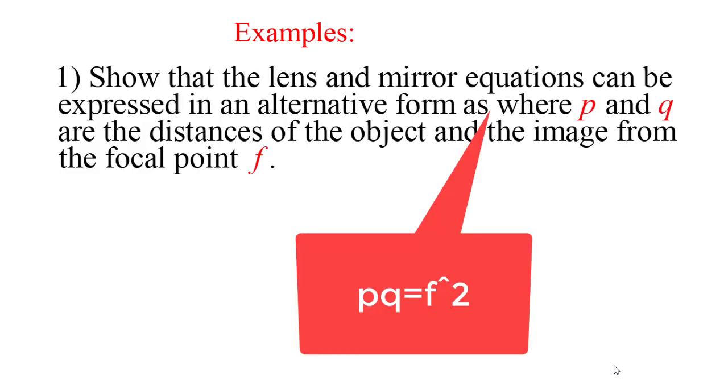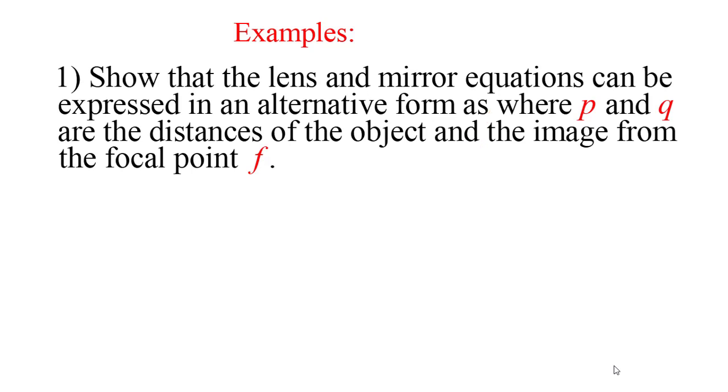Examples. Let us concretize what we have seen so far with examples. The first example shows that the lens and the mirror equations can be expressed in an alternative form, where p and q are the distances of the object and the image from the focal point f.